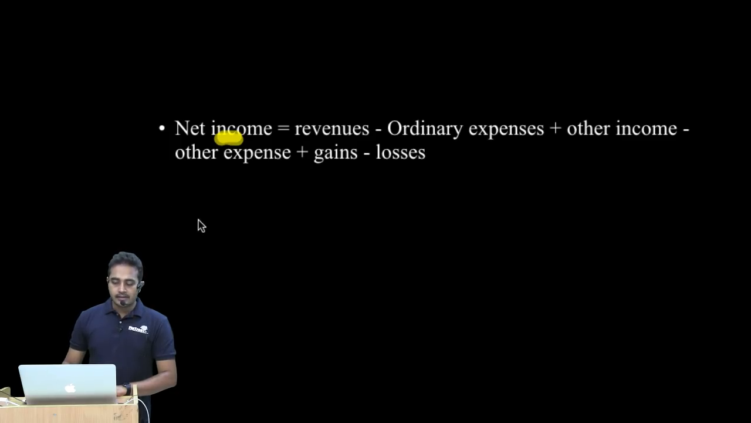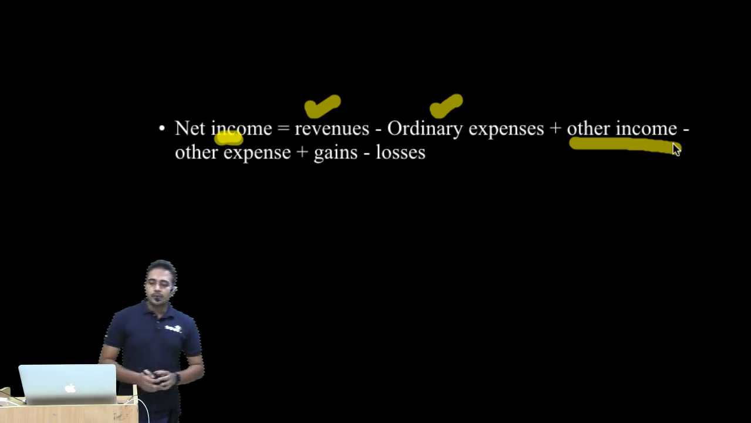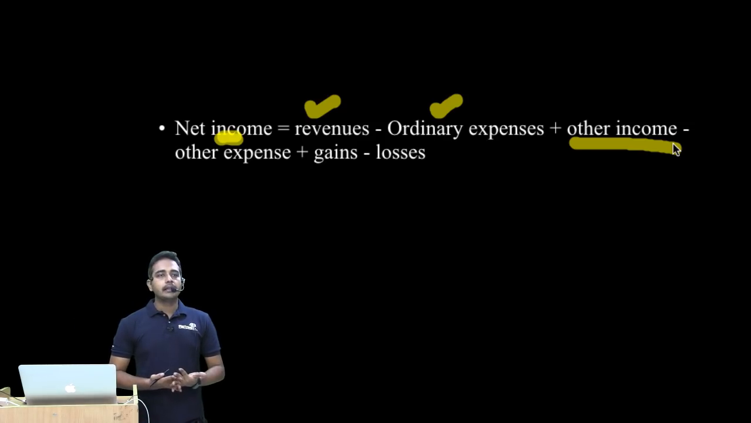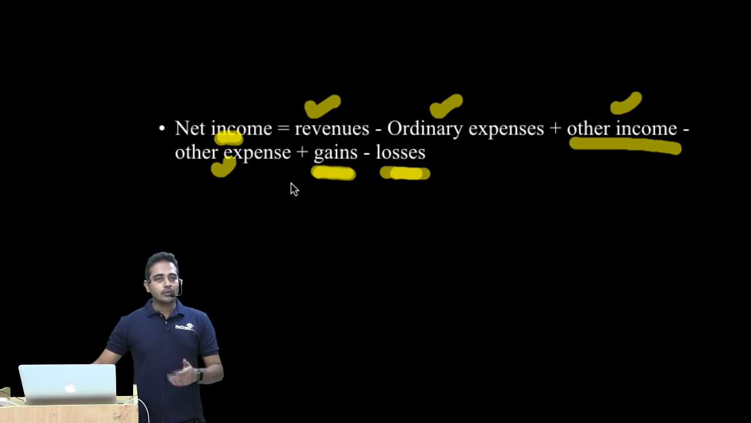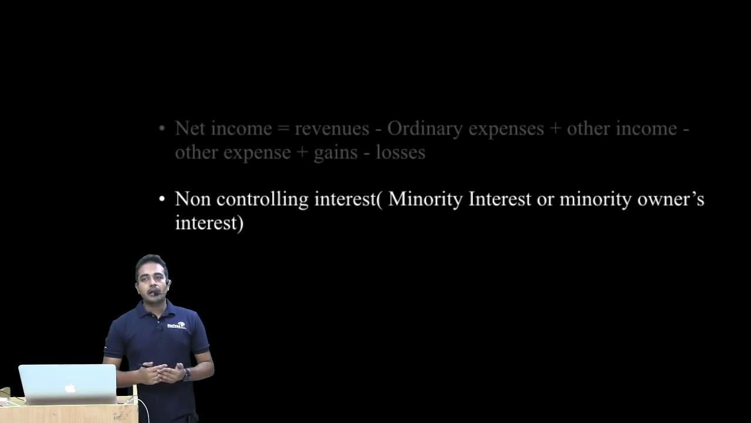Then net income of an organization is revenues minus ordinary expenses plus other income. Other income is commissions. So income may be through non-operating sources. For example, let us say during the year you sold your land and you made some amount of profit on that. Then we would classify that as other income. Other expenses and gains and losses again through sale of properties or sale of investments, and that's how you get the total net income.